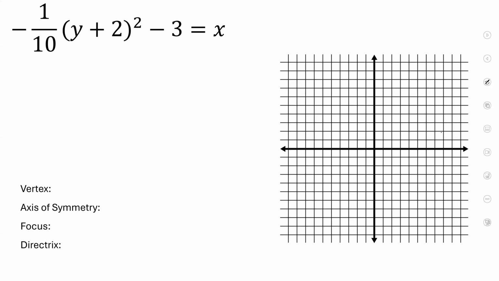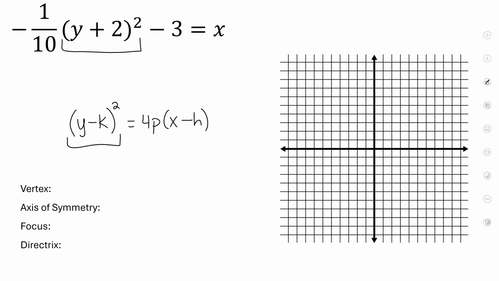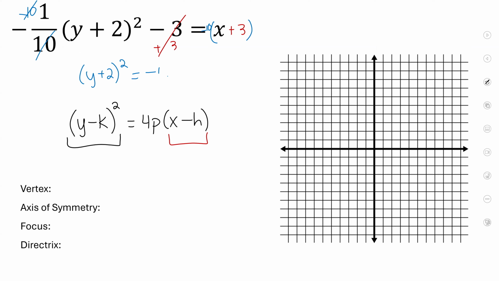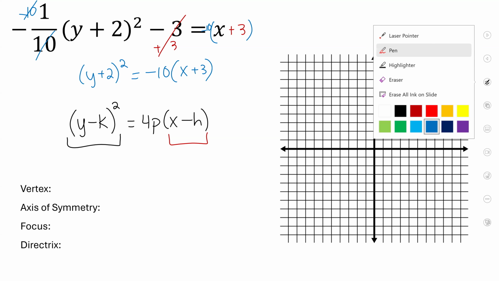So let me remind you of the standard form. Y minus k squared equals 4p times x minus h. This is not in that format. Notice I need the y to be by itself. I need this part to be by itself. So what should I do first? Yep, I have to add 3 first. Okay, so that looks like this. We're almost there. What else do I need to do next to get this part by itself? Yep, multiply by -10. If I multiply both sides by -10, those will cancel. So I am left with y plus 2 squared equals -10 times x plus 3. Now it's in standard form. Those match.